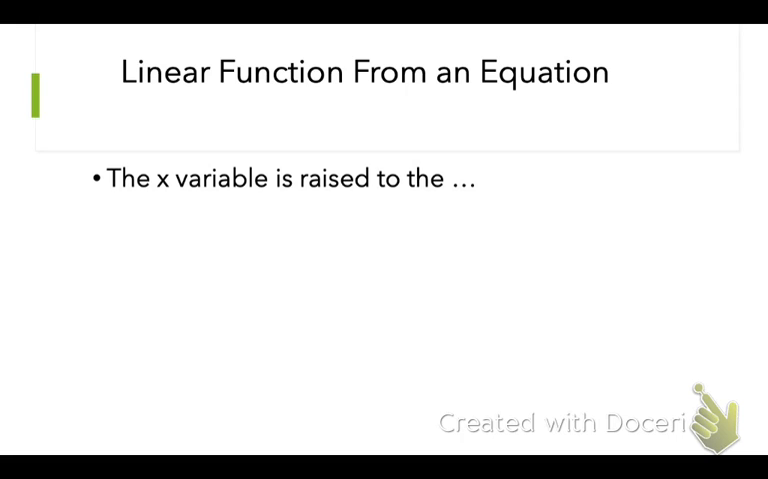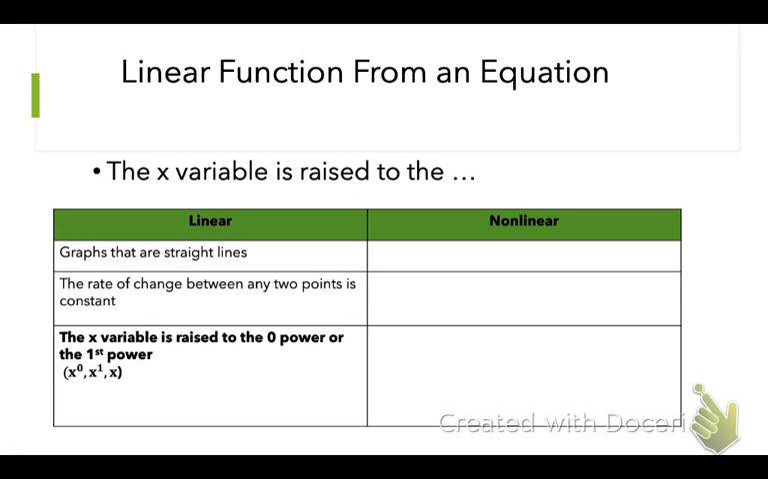So the big idea between finding a linear function from an equation is looking at what the x variable is raised to. For it to be a linear function, it has to be raised to the 0 power or to the first power. So for example, x to the 0 power, or x to the first power, or just x by itself.